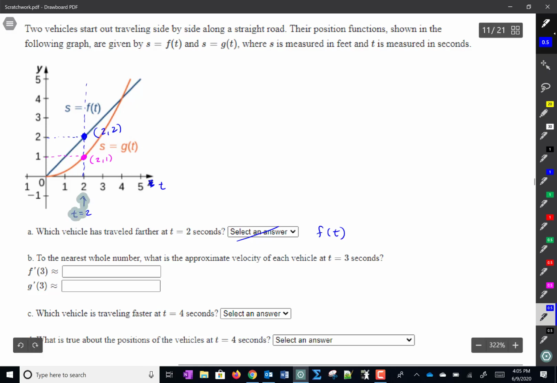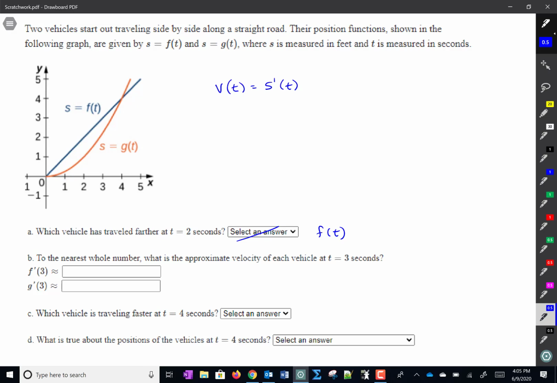Okay, now the next question. Let me just get rid of all of this stuff here. All right, the next question says, to the nearest whole number, what is the approximate velocity of each vehicle at t equals 3 seconds? Well, the thing to know here is velocity is the first derivative of position. So these functions here are measuring position.